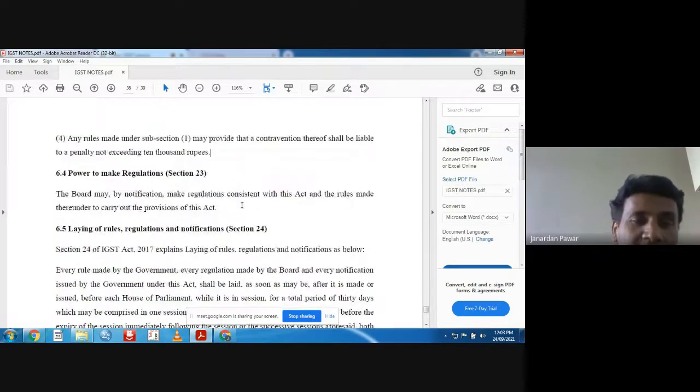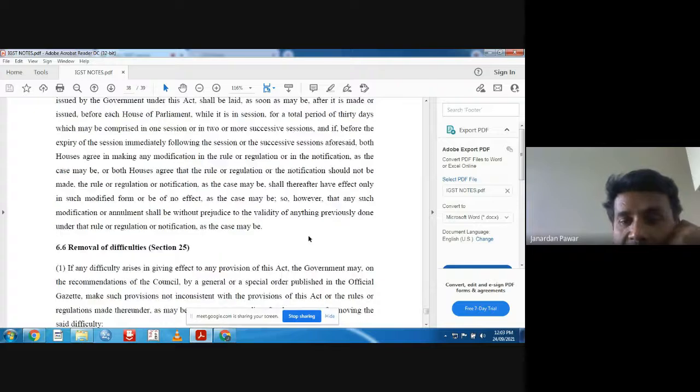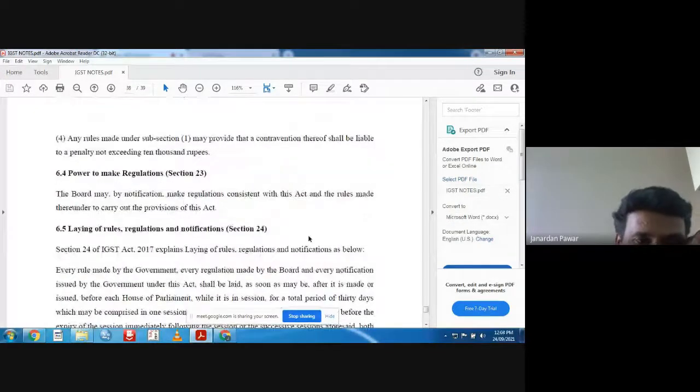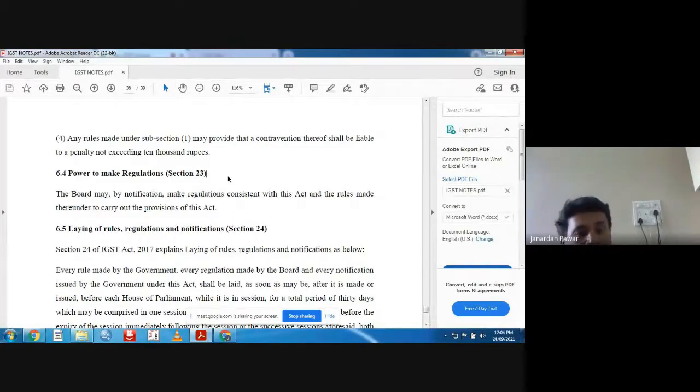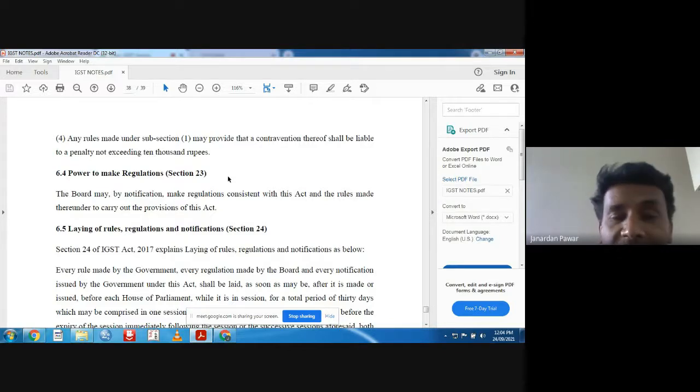Now we are talking about section number 23, and what is this section number 23 that we are going to see? Section number 23 is power to make regulations. According to section 23, powers are given to the central government or the authority working under the central government, which may be called the GST board, to make certain regulations by issuing notifications. So the board is there to make regulations, and regulations are made by issuing notification.